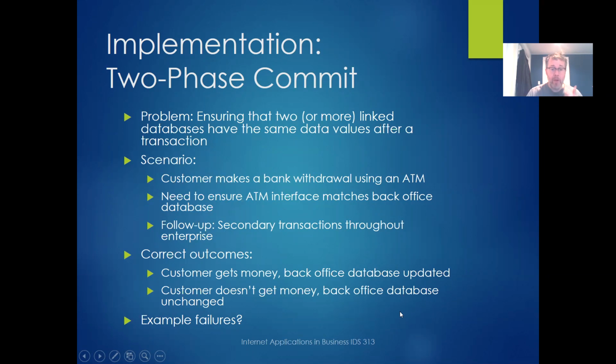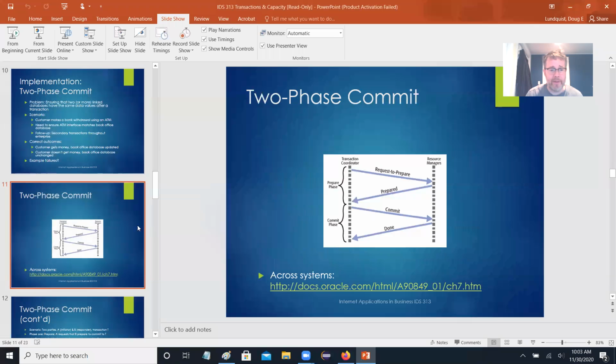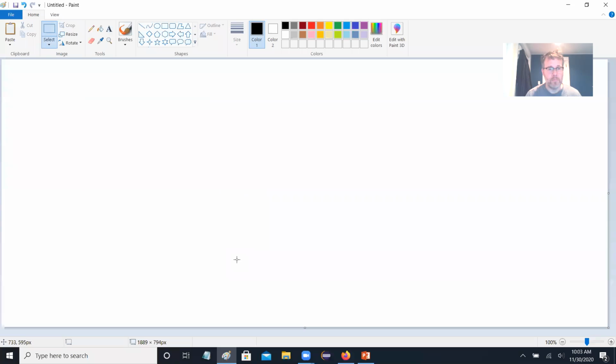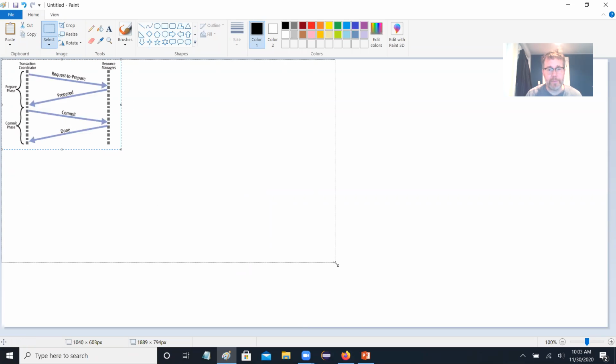So basically the two correct outcomes. Number one, if the customer gets the money, then the back office database should be updated correctly to show that. Or if the customer doesn't get the money, the back office database should be unchanged to reflect that the customer didn't get the money. Okay, so that's two-phase commit. Now we're going to walk through the process. So I'm going to lift this. It's a very nice image, but it still works better in Paint. Okay.